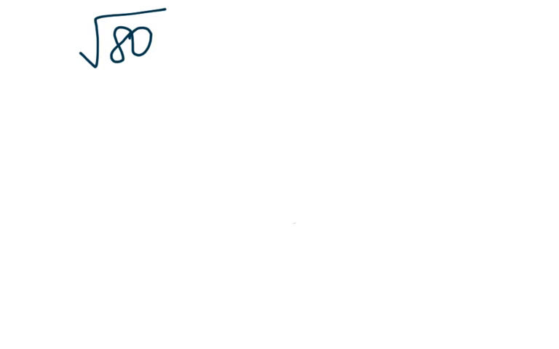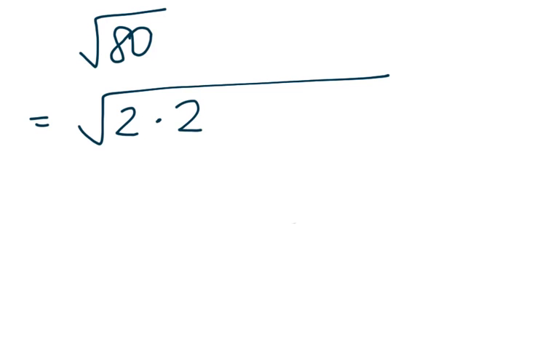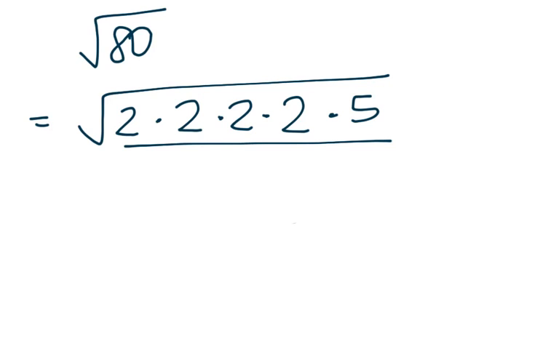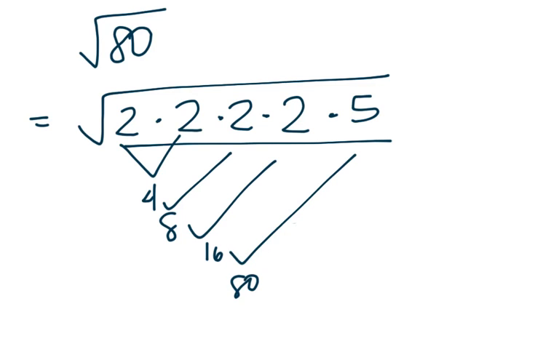Let's do another practice. Square root of 80. The prime factorization of 80 is 2 times 2 times 2 times 2 times 5. These are all prime factors, and we can double check that this multiplies out to 80. 2 times 2 is 4, times 2 is 8, times 2 is 16, and 16 times 5 is 80.